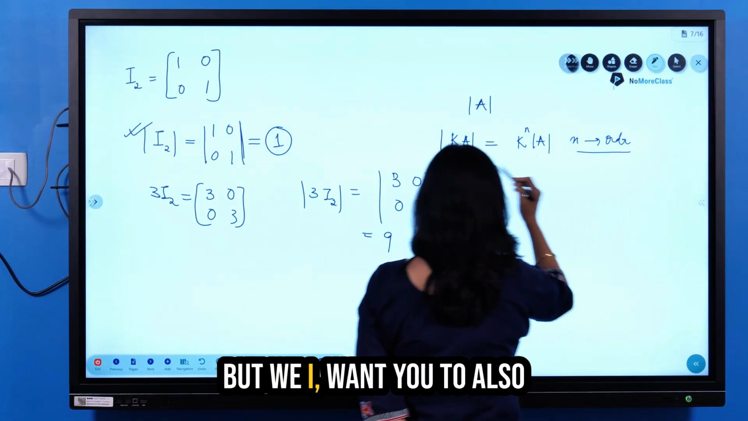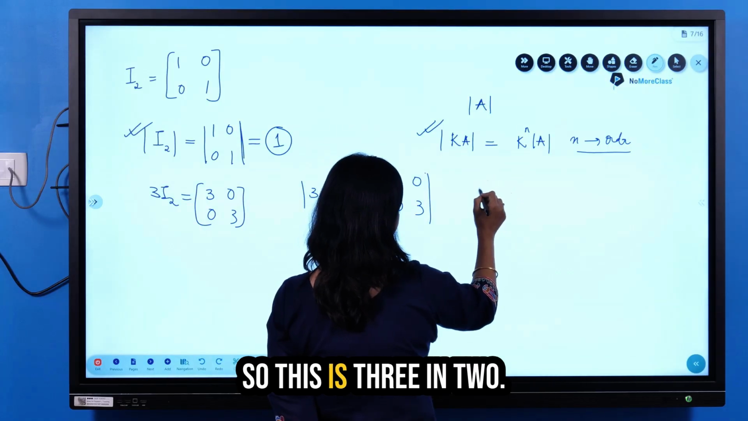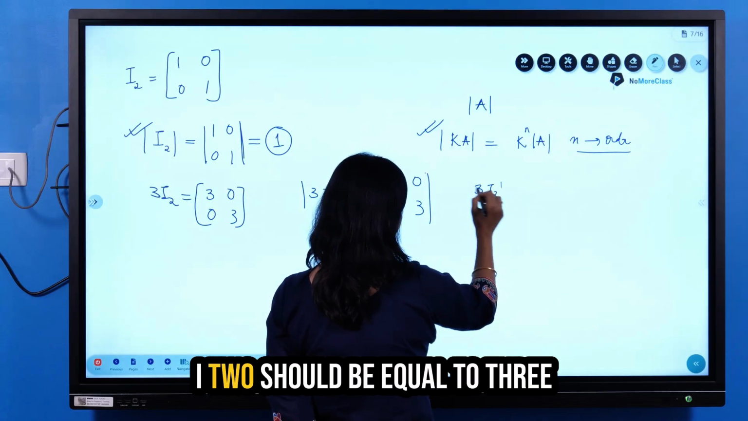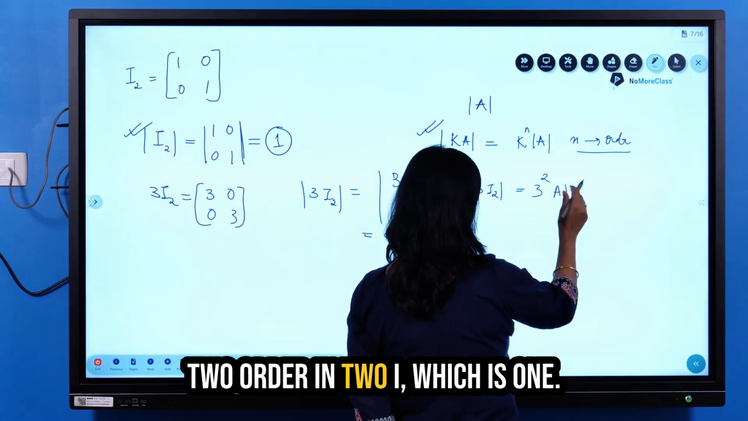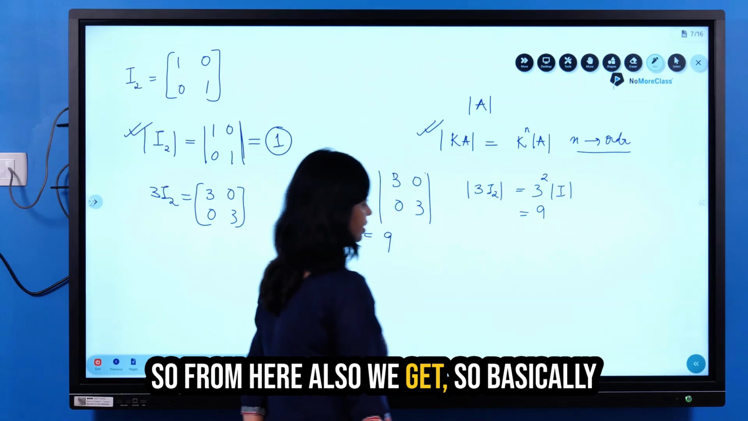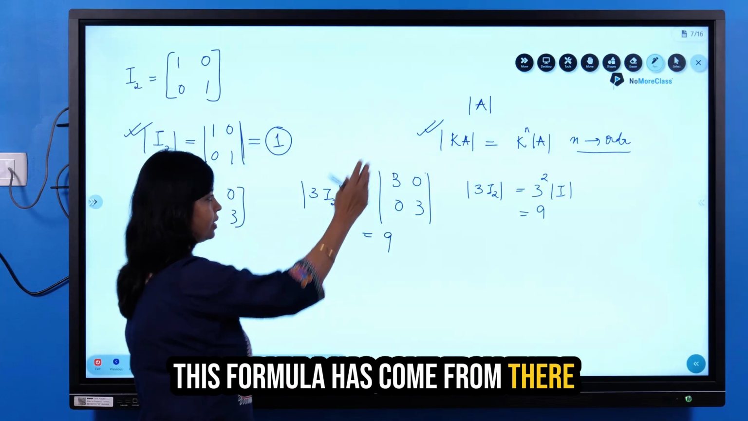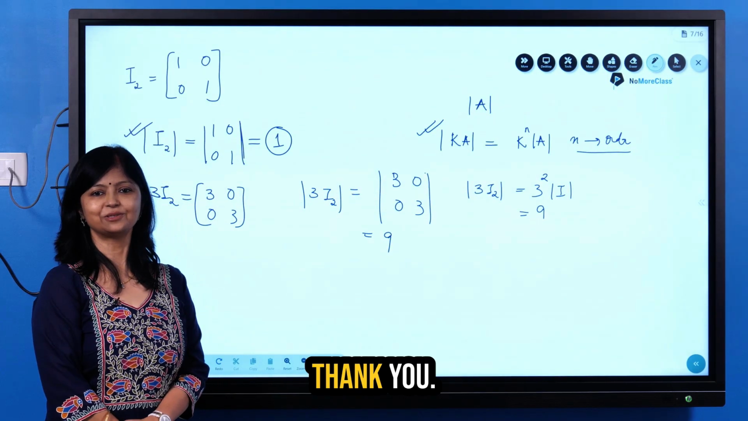But I want you to also look at this formula. So the determinant of 3 into I2 should be equal to 3 to the power 2, because it is a 2 order, into the determinant of I, which is 1. So from here also we get 9. So basically this formula has come from there only, but we can look at it in detail. Thank you.